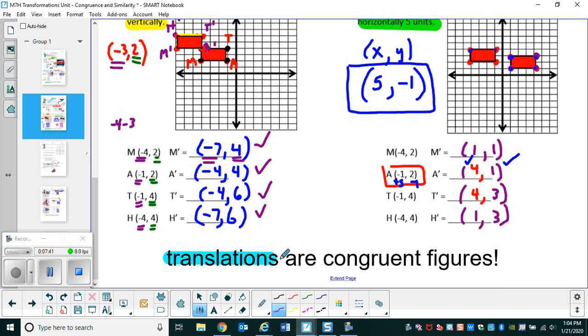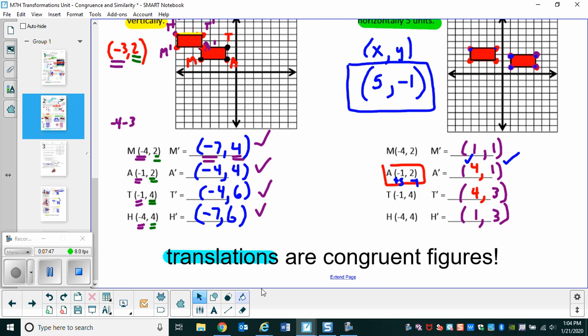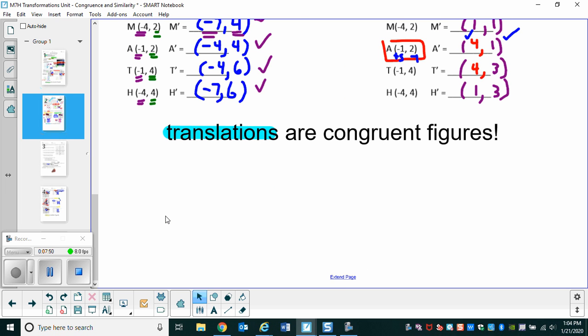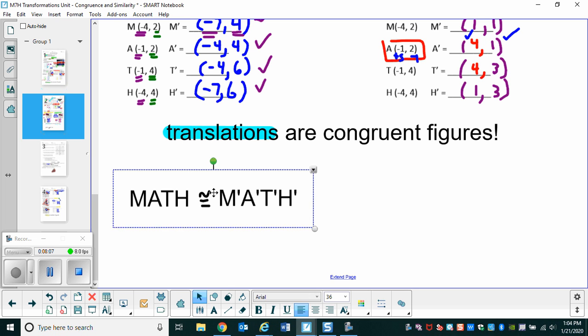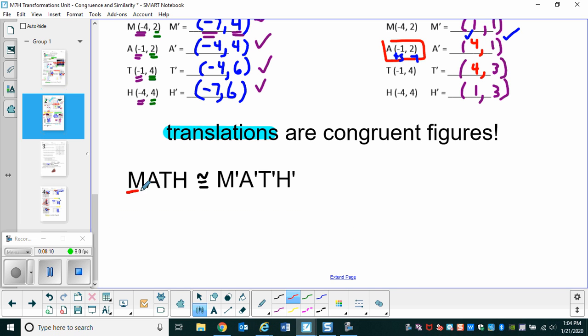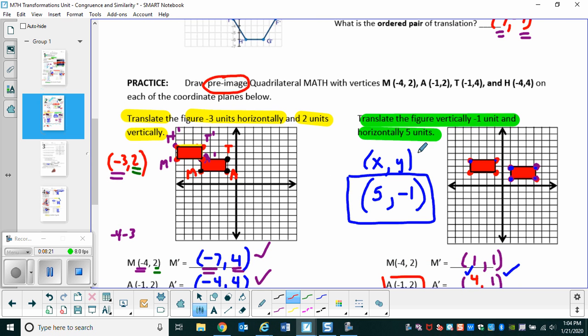Now, these translations are congruent figures. You'll notice that the shapes are the same. So my statement down below, I can say that MATH is congruent to, and then I'll have M prime, whoops, let me put capitals, M prime, A prime, T prime, H prime. And this is the congruency statement. And it lets you know that M should be in the same spot as M prime, and the shapes are going to be the exact same size. They're congruent, okay?